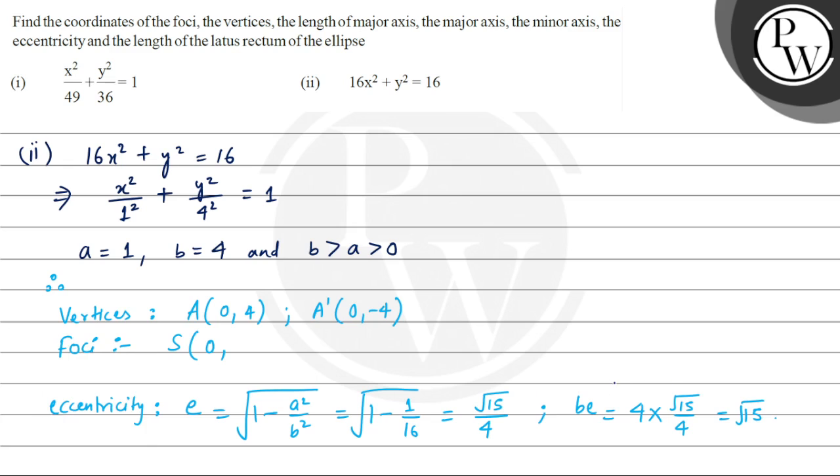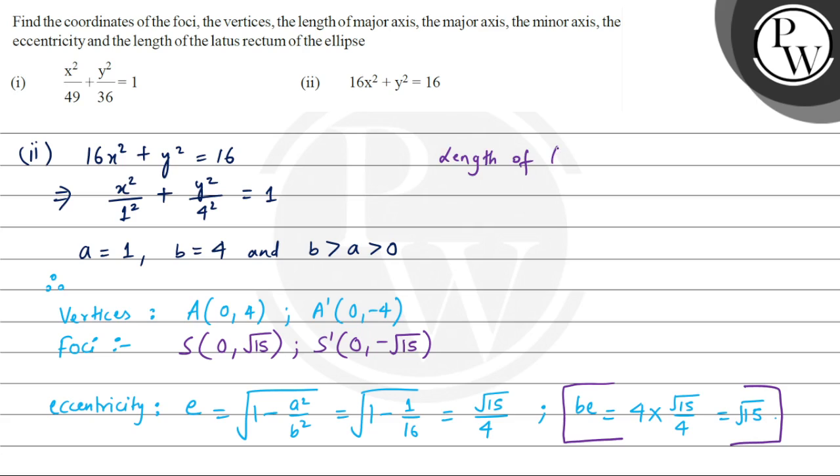So we can say that the focal points will be S, that is (0, root 15), and we will have S dash, that would be (0, minus root 15), that is (0, minus be). So we have the vertices and foci. Now finding the other points, that is the length of the major axis. So the length of the major axis would be equal to 2b, right? So b is 4, so 2 into 4, that would be 8.